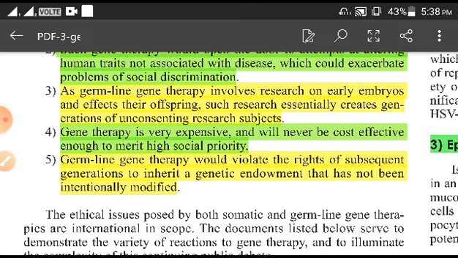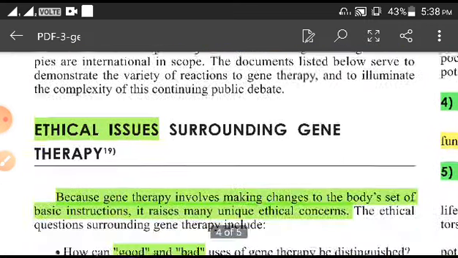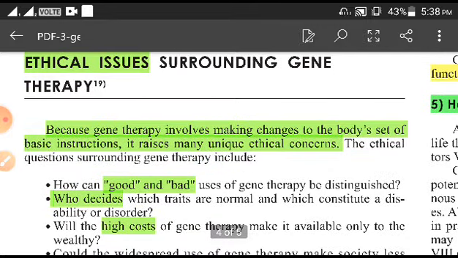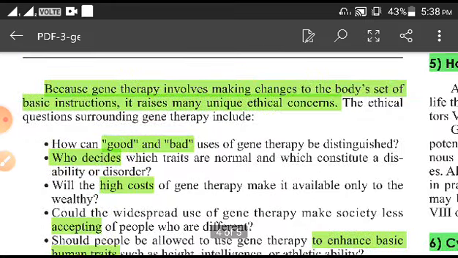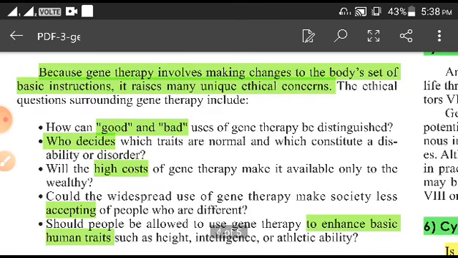So with this, I would like to end my session, just adding a few points on the ethical issues surrounding gene therapy. Because gene therapy involves making changes to the body's set of basic instructions, it raises many unique ethical concerns. How can good and bad uses of gene therapy be distinguished? Who will decide the good and the bad, right?